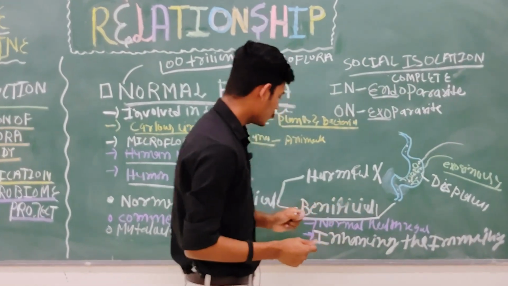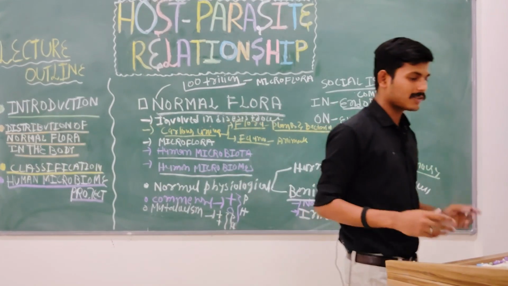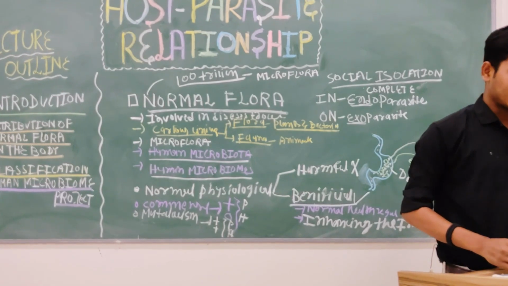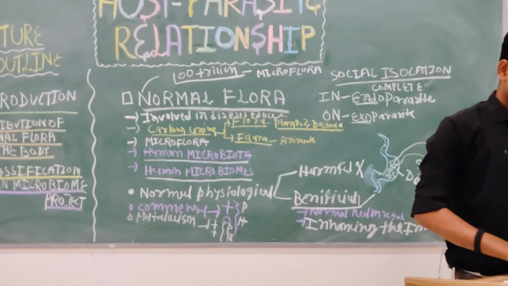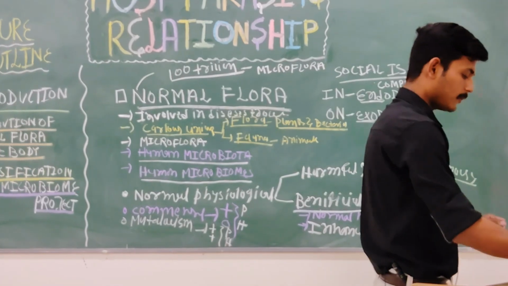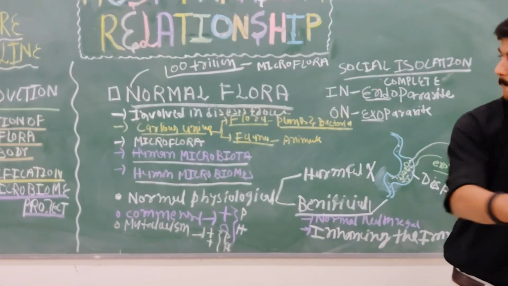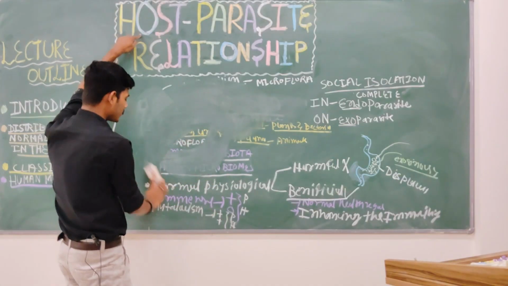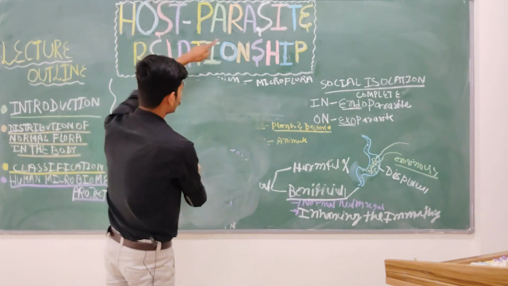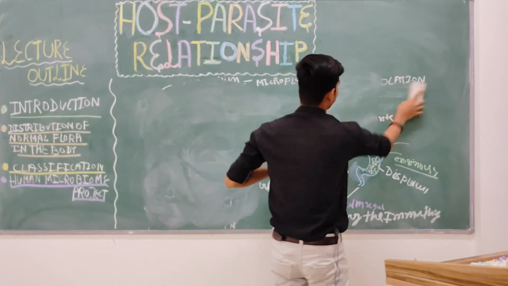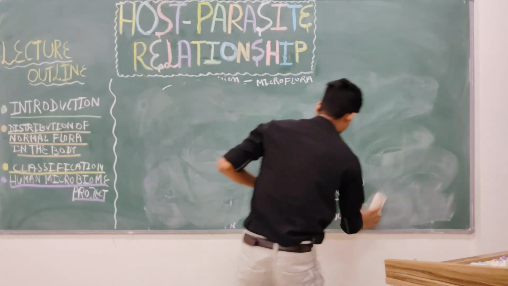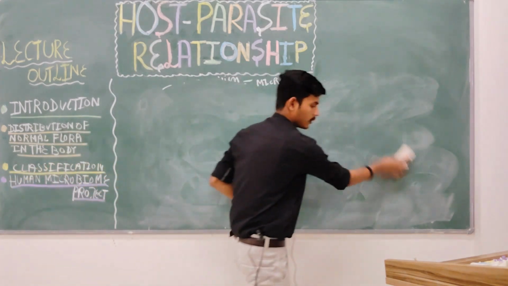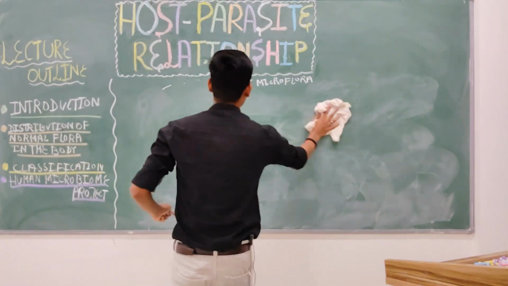No problem. Understood? Now, once you understood the basic concept about the normal flora, let's move ahead and discuss their distribution, how they are distributed, and what things come under the normal flora. Now you understood the meaning of the host and also the meaning of the parasite. Now let's discuss their location and distribution.